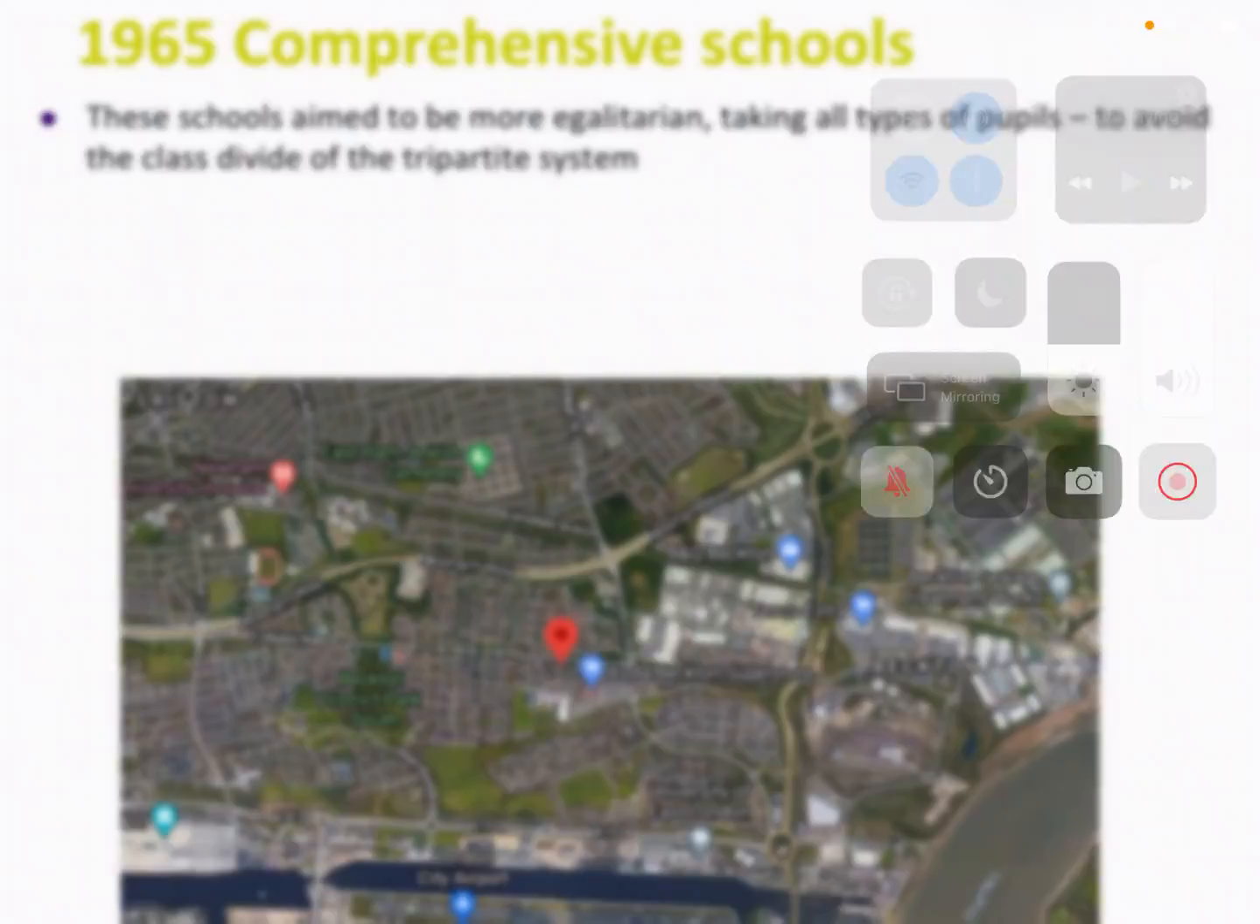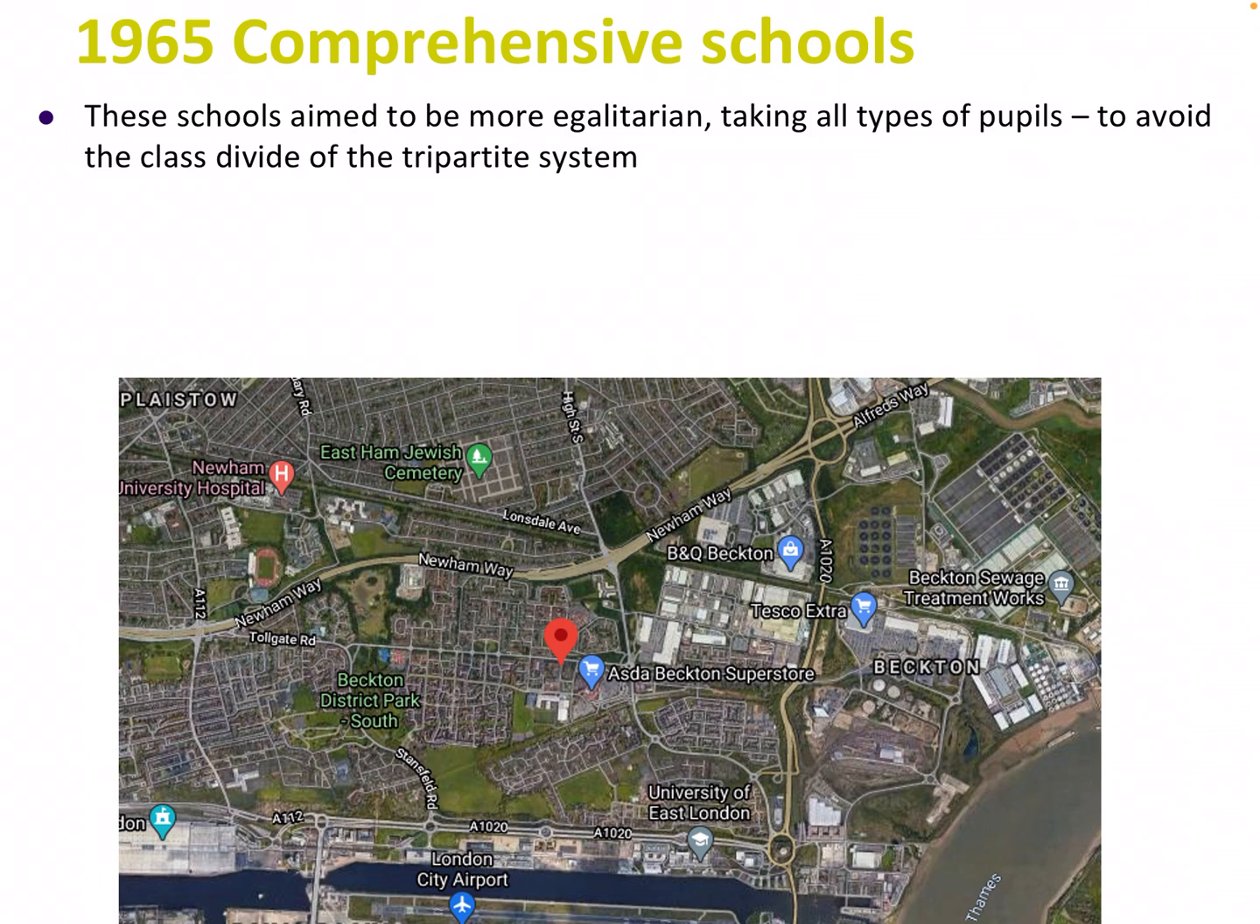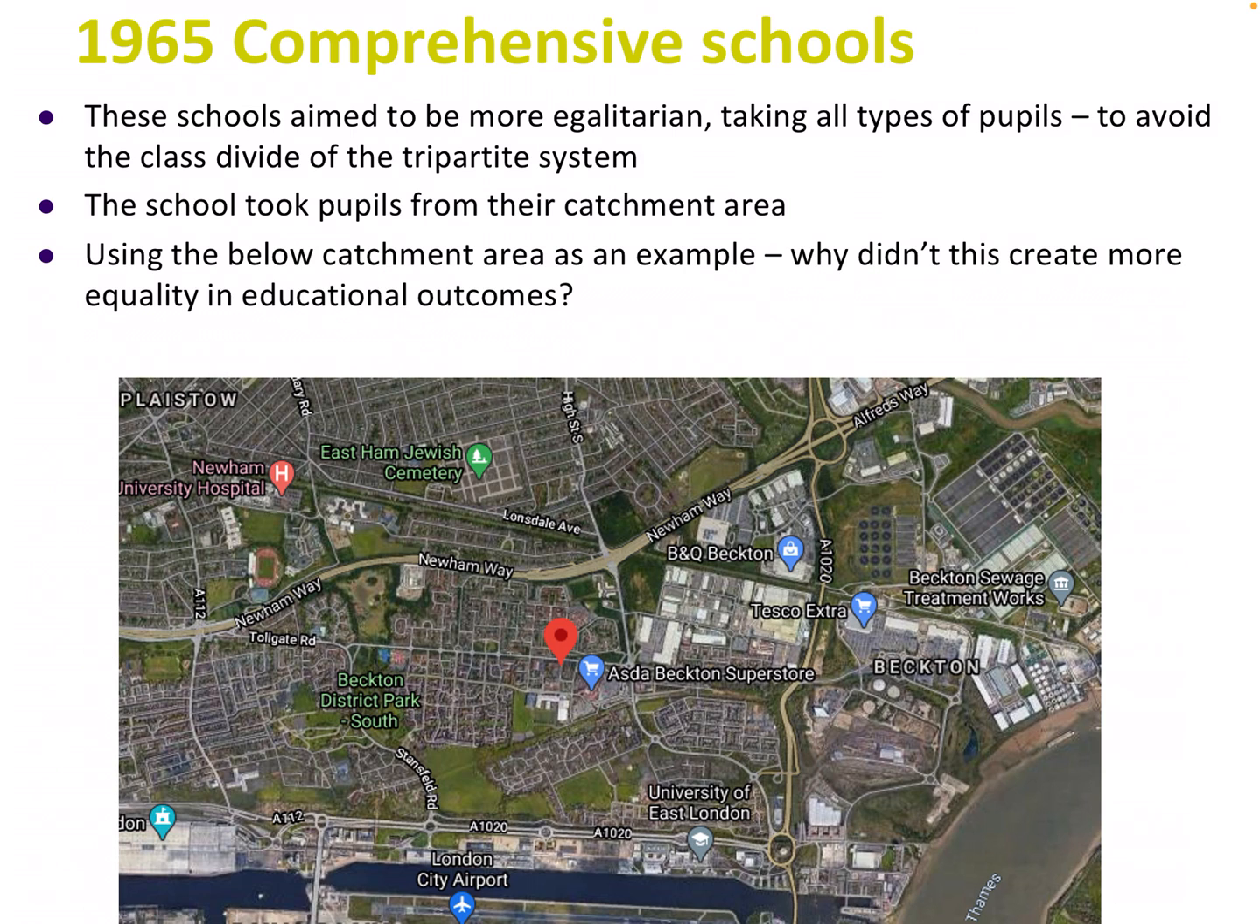And they wanted a much more egalitarian system of education, an equal system, where these schools would take all types of pupils, regardless of class, ethnicity, ability, to avoid the class divide of the tripartite system that I've just gone through. And the big way of selection, the key term to do with comprehensive schools, is catchment areas. So they took pupils from their catchment area. All local kids went to their local school. Sounds like a fantastic idea. However, there were significant problems, and I've given you a map of a catchment area in London, in East London.